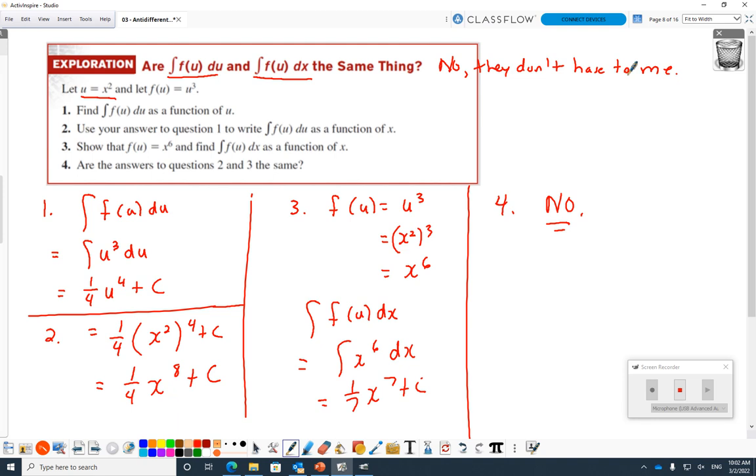Any questions there? Tricky, tough example.